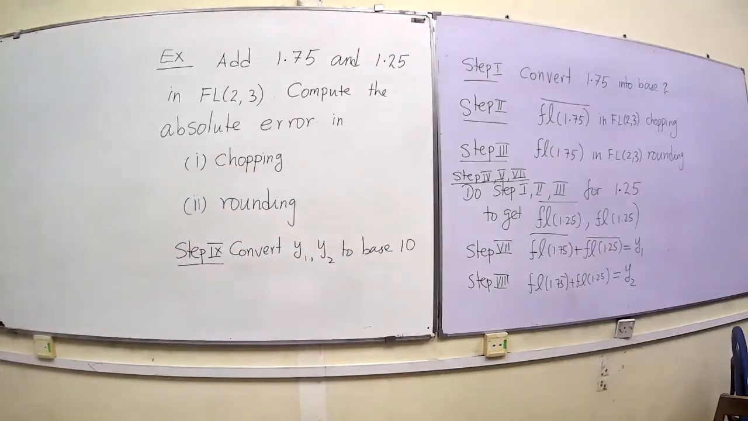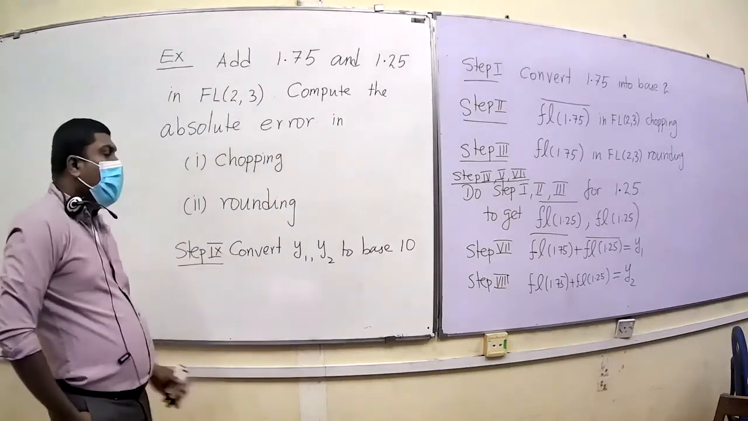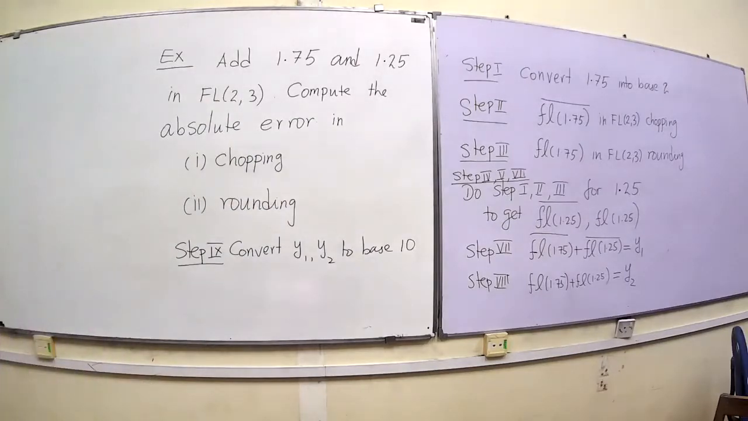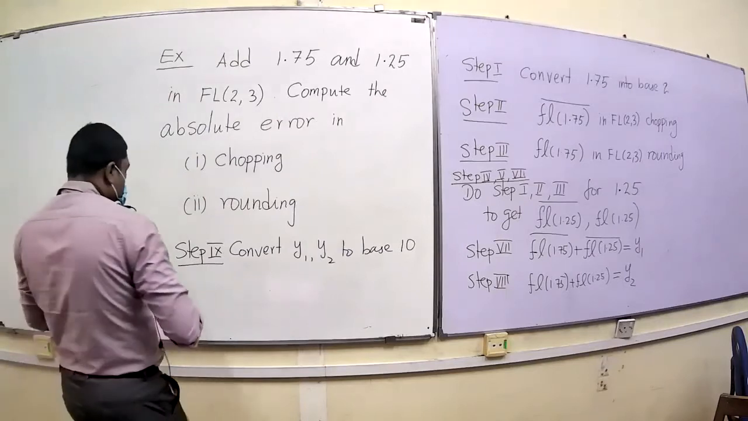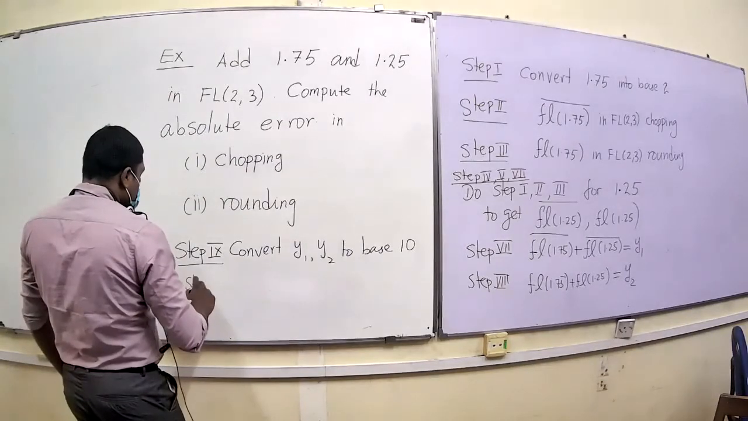Right? So you convert y1 and y2 to base 10, right? So then you can find the error, right? So then the errors are here, right? So step 10.